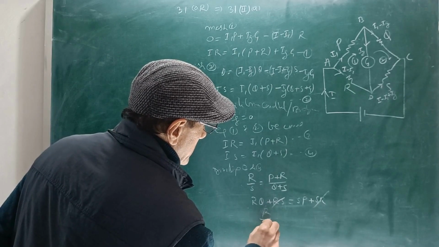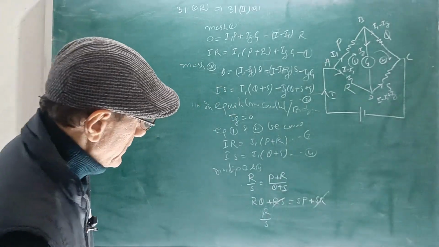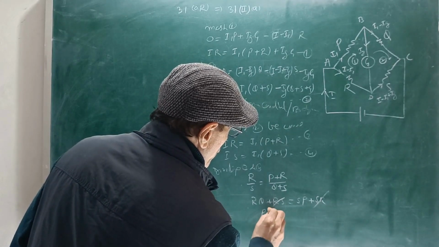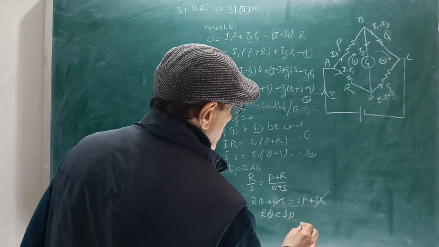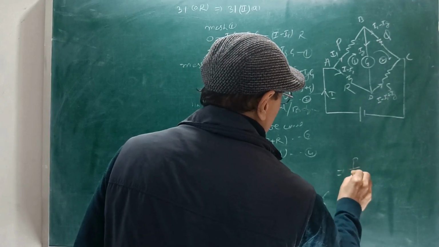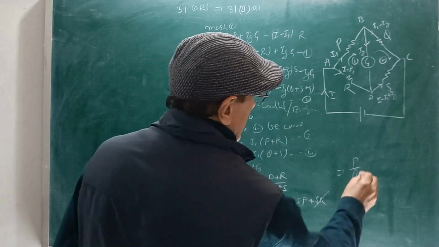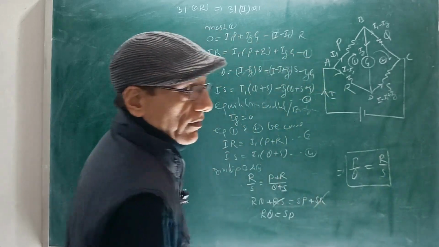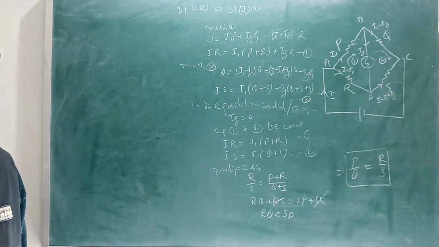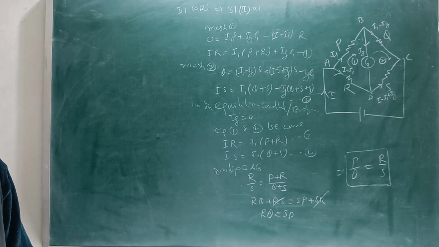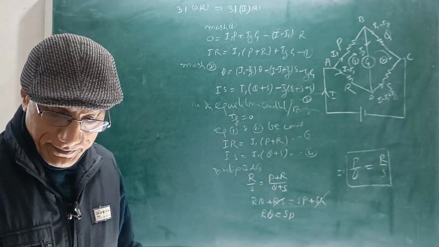R by S, or you just simply write RQ is equal to SP. यहां से अगर हम देखें आगे तो we'll get P by Q. इस Q को नीचे ले जाएं, इक्वल टू कितना हो जाएगा R by S. So this is the Wheatstone bridge condition which is asked. तो ये सिंपल है बहुत.